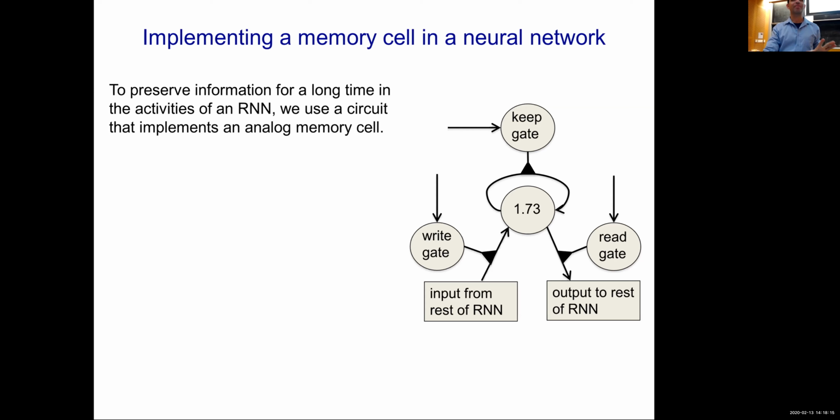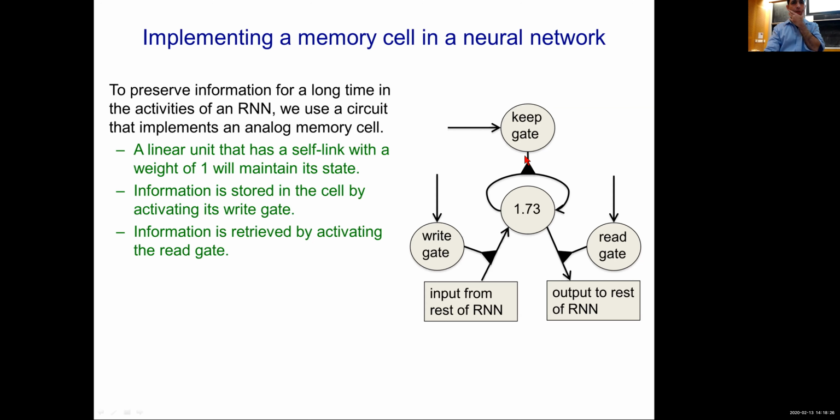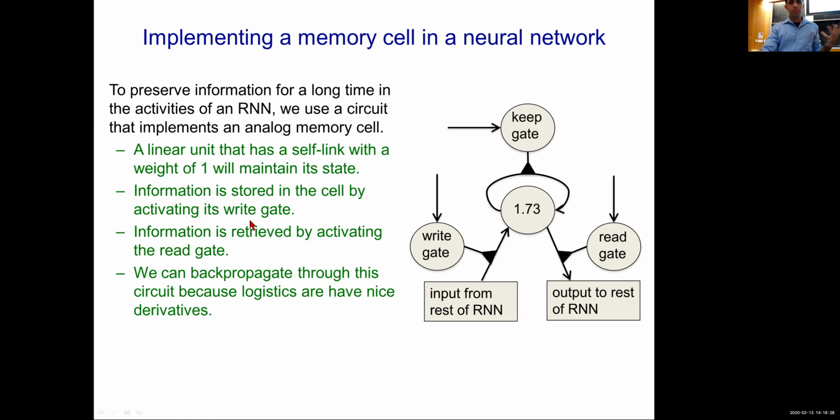Everybody with me here? So basically you have a linear unit with a self-link with a weight of 1 that allows that memory to be propagated forever as long as the keep gate is on. Okay? And then you store information by activating the right gate. Shoop, I've stored something. The little dog is there. I'm remembering the doggy. And then shoop, dog is off.